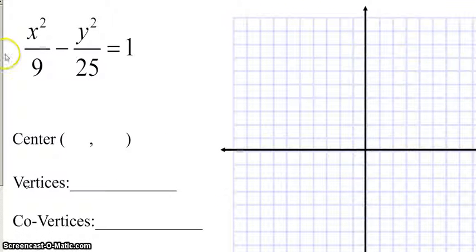Here's my first problem. I have x squared over 9 minus y squared over 25 equals 1. So the first thing I'm going to do, just like an ellipse, is graph it. After graphing it, I can then simply get my vertices and covertices. So the first thing I'm going to realize is it's x squared and y squared, so this is centered at the origin, which is 0, 0.